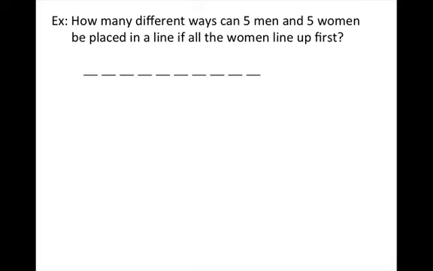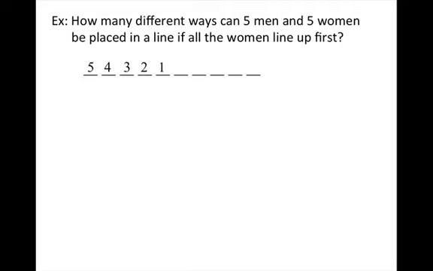This one is similar to arranging the books on the shelf. So for my first position in line, I have 5 women to choose from. Now once I place a woman in line, I only have 4 left to choose from for the second position. Now I have 2 people in line, so that only leaves me 3 women left to put in the third position. Now I have 3 women in line, so that leaves me 2 left for the next position. Now I have 4 women in line, so that just leaves me 1 choice left for that last position for the women.